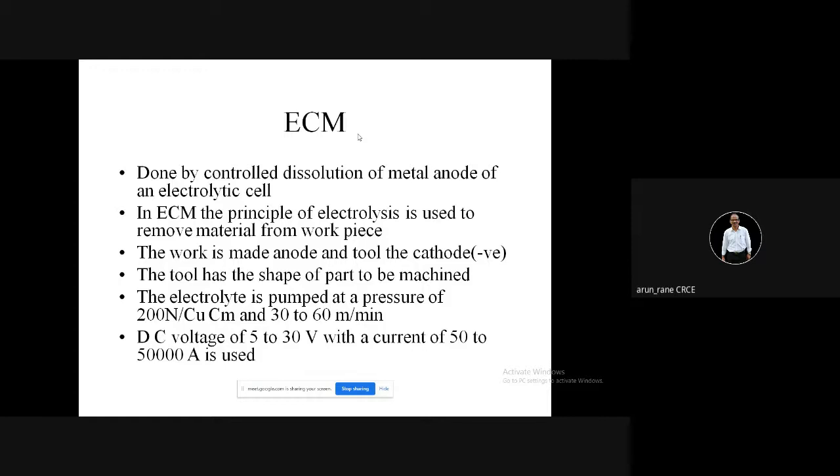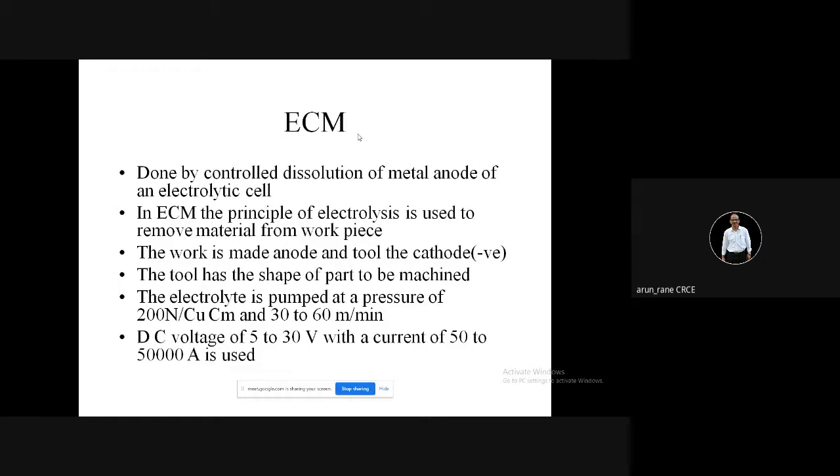The electrolyte is continuously circulated and it is pumped at a pressure of almost 200 newtons per centimeter cube. That is the pressure in 1 centimeter cube, the pressure you get of the electrolyte is around 20 kg or 200 newton in 1 centimeter cube. That is 1 by 1 by 1.